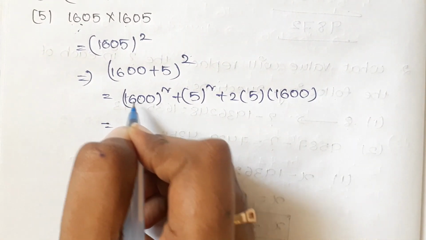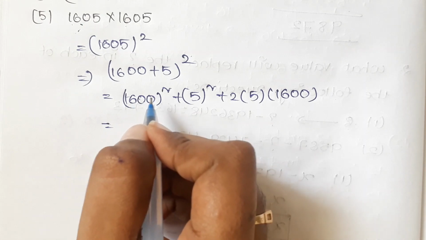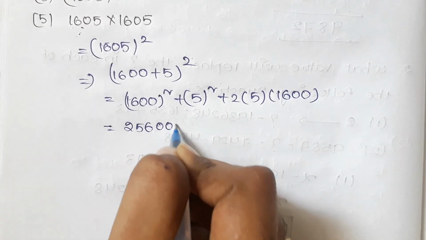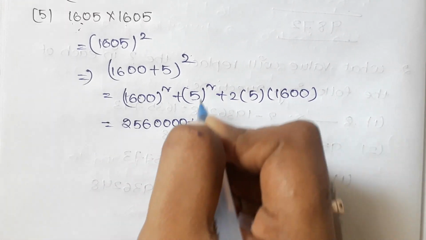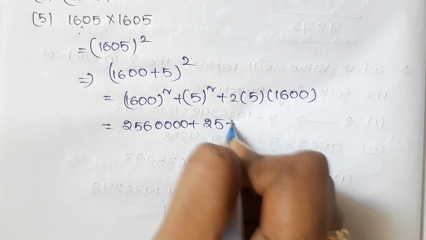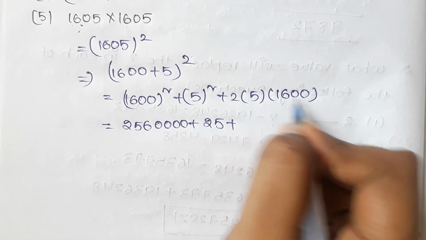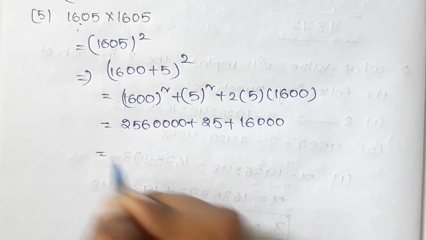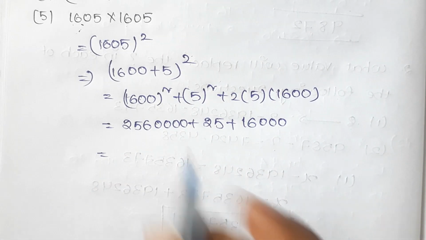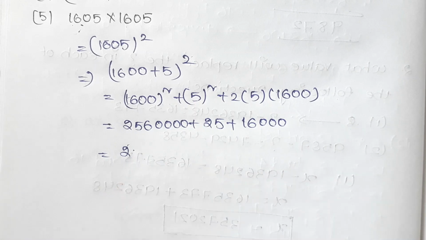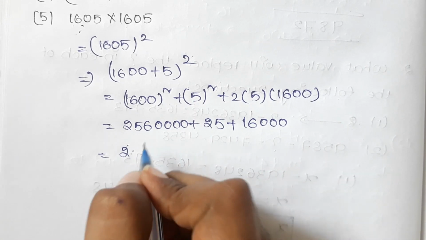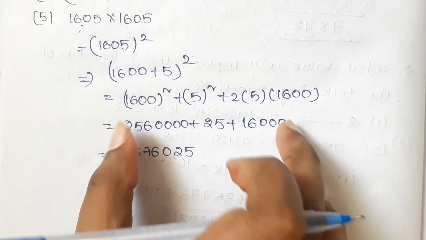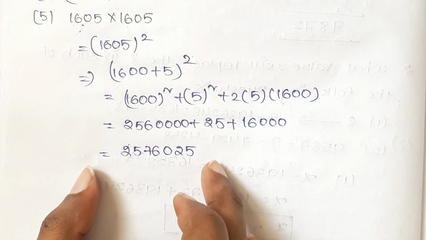Here we already know 1600 whole square. We know that 16 whole square is 256, and 4 zeros. 5 square is 25. And 2 5s are 10 into 1600, that is 16,000. Now we should add these and we will get 2576025, and when we add this, we get this answer.